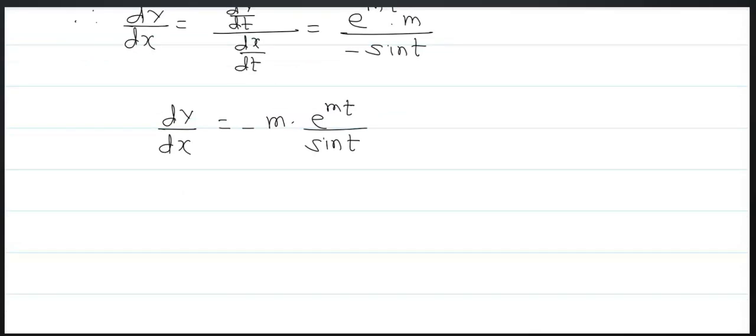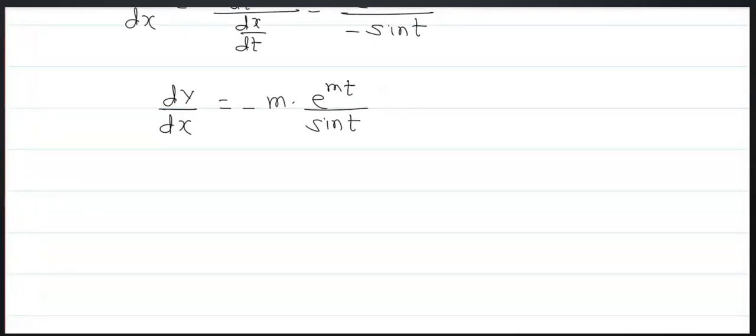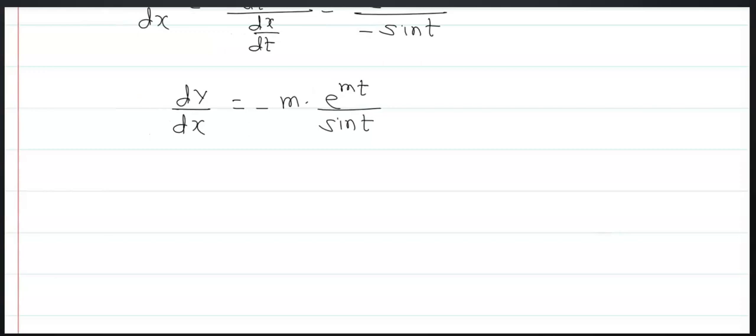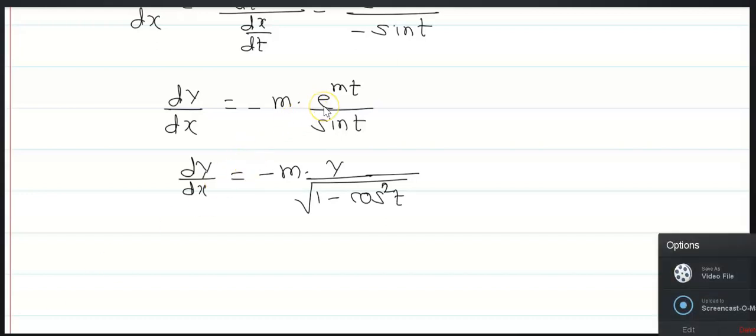Now next is this. This is dy by dx, minus m y upon root of 1 minus cos square. This is an important step. What is the y? The value of y is e raised to mt. Therefore, we have substituted. But what is the sine t? Is there any root? There is no root. We have to prove that, just like that's why we are doing the arrangement.